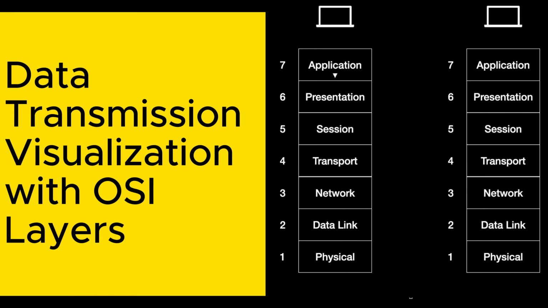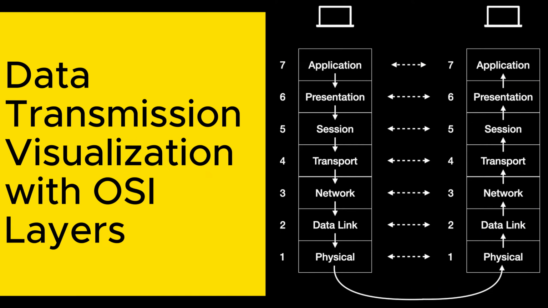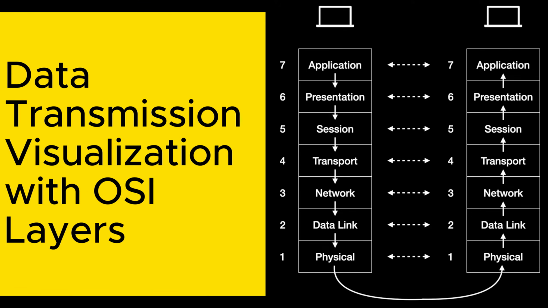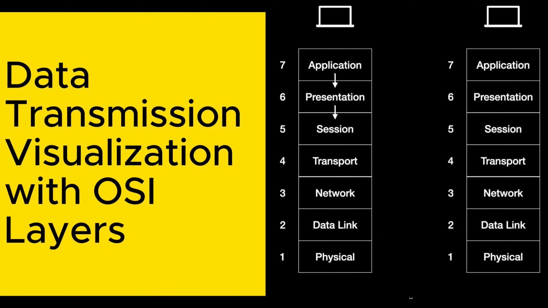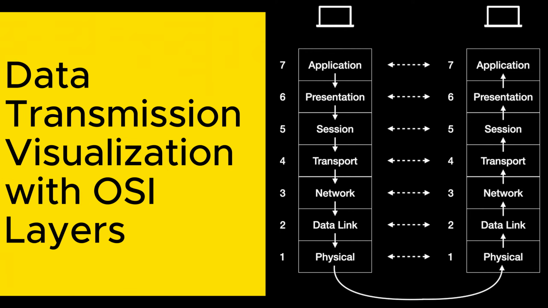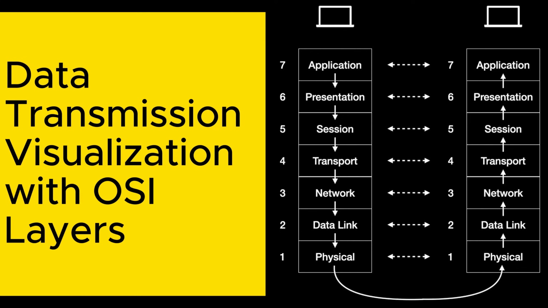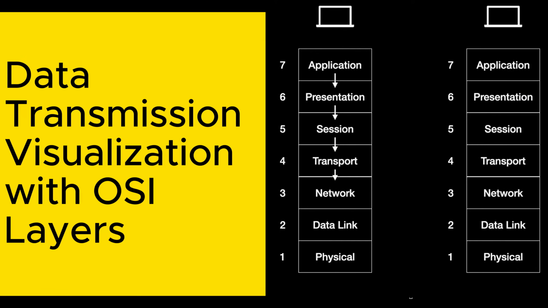OSI model is a conceptual framework which is used to understand and implement network protocols in 7 layers. Each layer has a specific function and it can communicate with the layers directly above and below it. It starts with the physical layer, which is completely hardware driven, all the way up to application layer, which is completely software driven. The OSI model helps us understand how different networking protocols interact and work together.